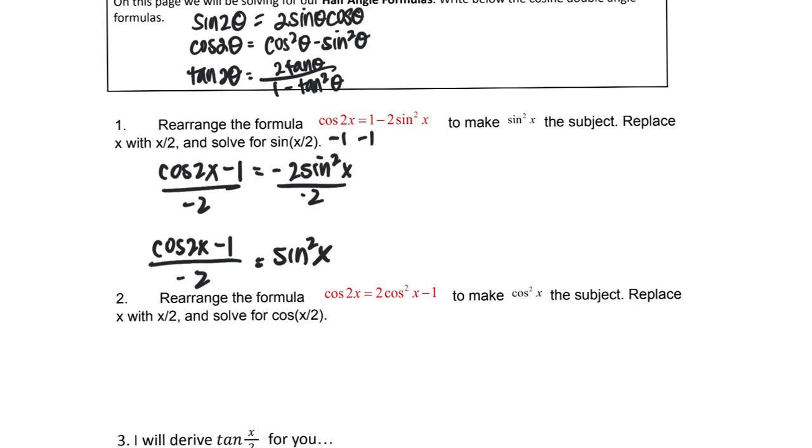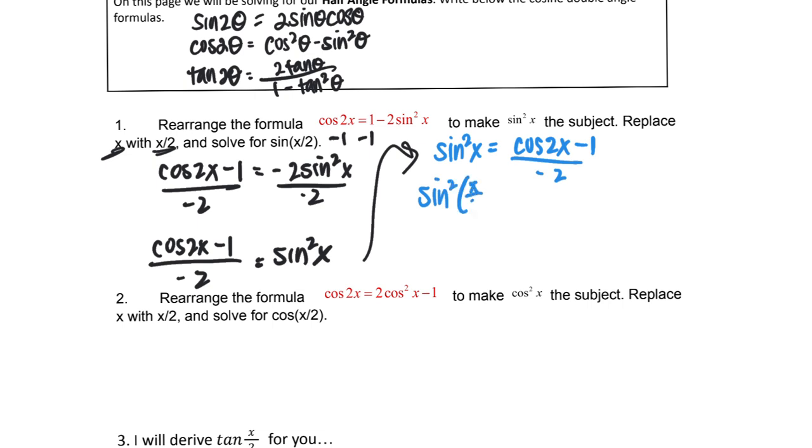Now, after we isolated sine squared x, it's telling us to replace x with x over 2. So every time I see an x, I'm going to write x over 2 instead. And this is to get a half angle formula. So I'm actually going to rewrite it. Let's do sine squared on the left. And then I'm now going to plug in an x over 2 instead of an x. We're just using a different variable, x over 2.